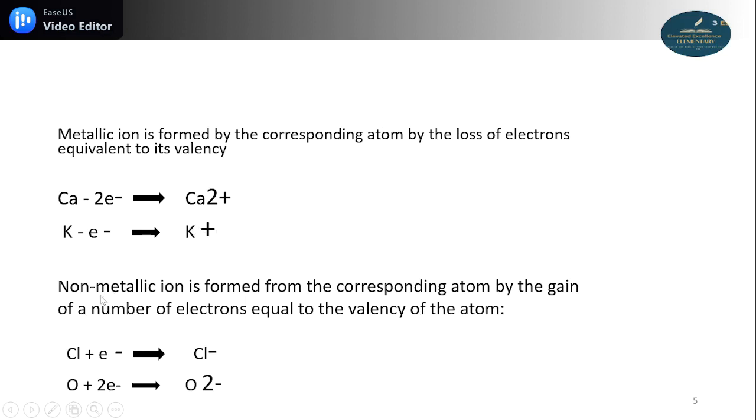So what do we refer to as a non-metallic ion? The non-metallic ion is formed from the corresponding atom by the gain of a number of electrons equal to the valency of the atom. So here as well, chlorine here gains an electron. There's a difference between these two signs. Can you see? A chlorine atom gains electrons to become negatively charged, which is a non-metallic ion. And oxygen here as well gains 2 electrons. So we should know that metallic ions lose electrons while non-metallic ions gain electrons.